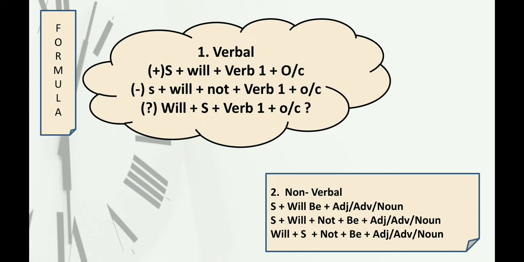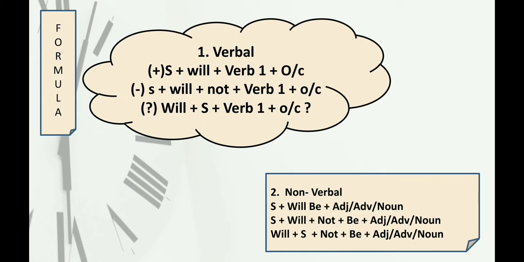Ada dua jenis formula dalam tenses. The first one is verbal, and then the second one is non-verbal. Jadi yang pertama itu adalah verbal dan yang kedua adalah non-verbal. We start here from the first one, verbal. Verbal means that there is action, ada aksi. Dan setiap tenses yang sudah Miss jelaskan sebelumnya, Miss sudah menjelaskan bahwa verbal itu adalah kalimat yang di dalamnya ada aksi. For example, sleep. For example, another example like run, like writing, and so on. Itu dia yang mempunyai aksi.